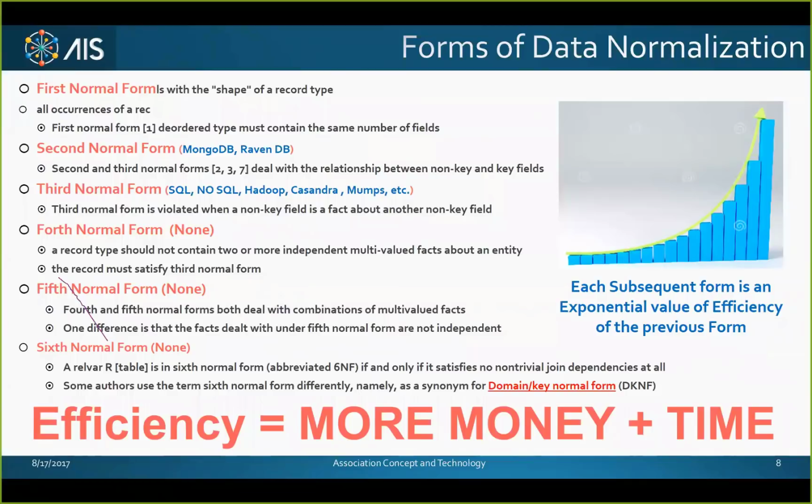The first form is essentially a text file. The second, something like Excel or MongoDB or Raven. And then, of course, the third normal form. Now, the third normal form relates to SQL Server, NoSQL, Hadoop, Cassandra, and pretty much any other system that exists today lives in the third normal form. Now, you will notice that there is a fourth that was defined, a fifth that was defined, and a sixth that was defined.